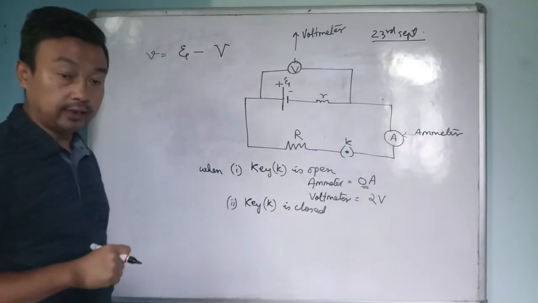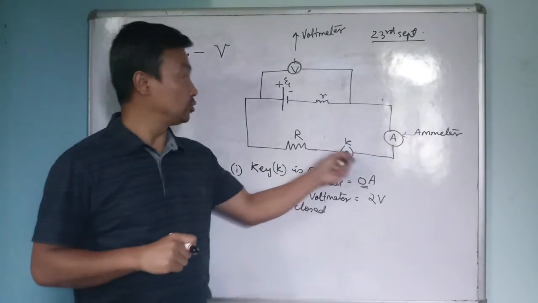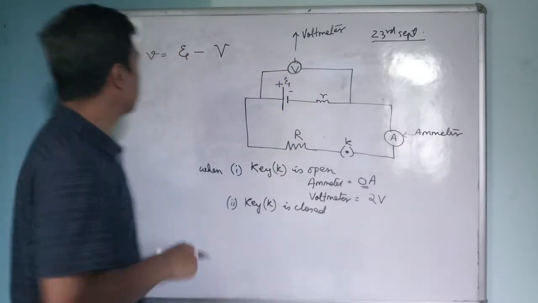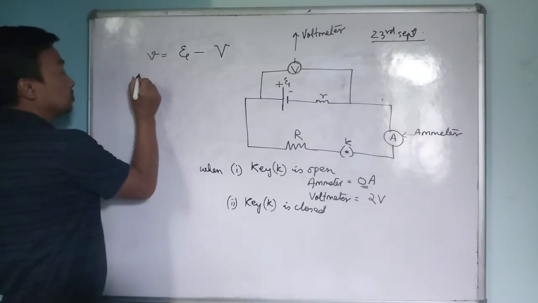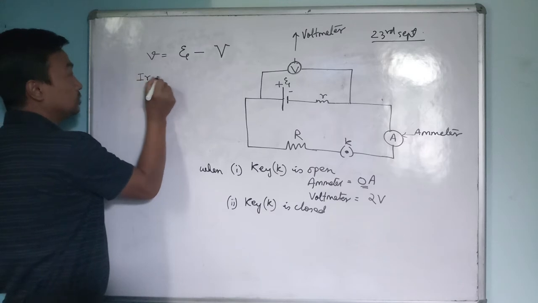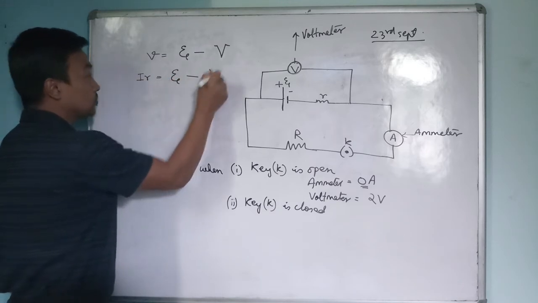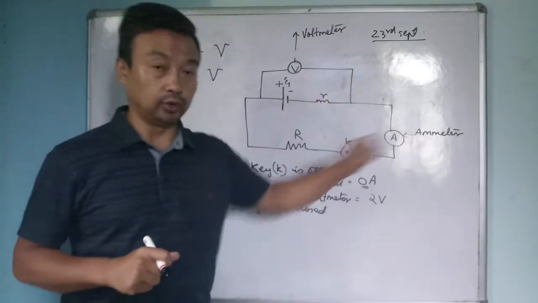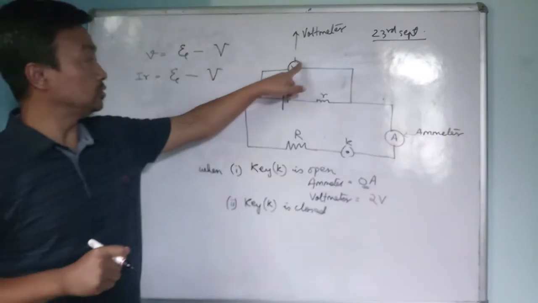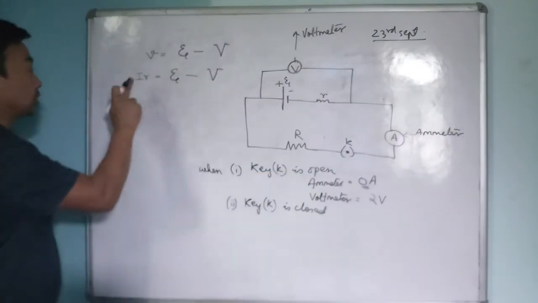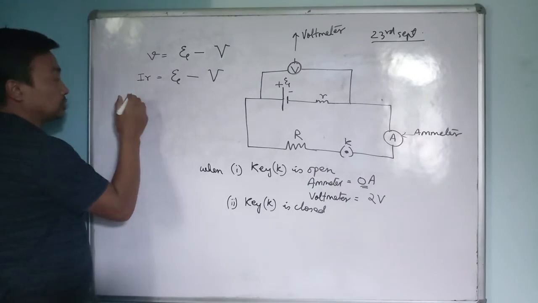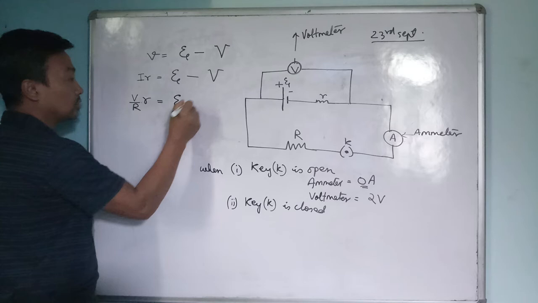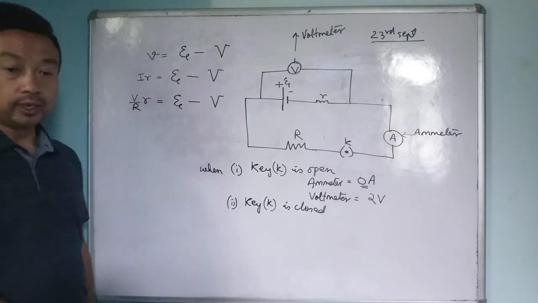Now here we have to find, when the key is closed, you will not take the EMF, you will take this terminal voltage. So we have to find that reading first. Now this is I into internal resistance. But here we have a problem. How much current is flowing we also do not know, and what is this terminal voltage we also do not know. So from Ohm's law, we can replace this as V upon R. Now we can solve it.